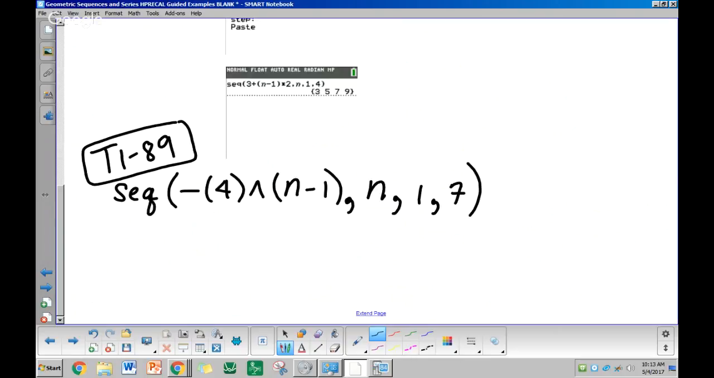Okay, so just for practice, let's do the other one. How did we get there? Second list, ops, number 5. How did we get there on the 89? We went second, math, list, and it's sequence, the very first one. And it's gonna be the same here on the 89. It's gonna have parentheses, -4 to the n minus 1, comma, n, comma, 1, comma, 7.